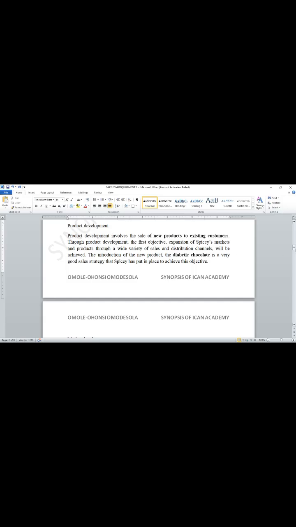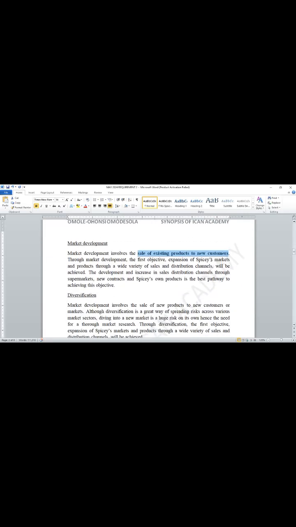Now moving on to market development. Market development is sale of existing products to new customers. Don't mix it up. Market penetration: existing products, existing customers. Product development: new products, existing customers. Market development: existing products, new customers.